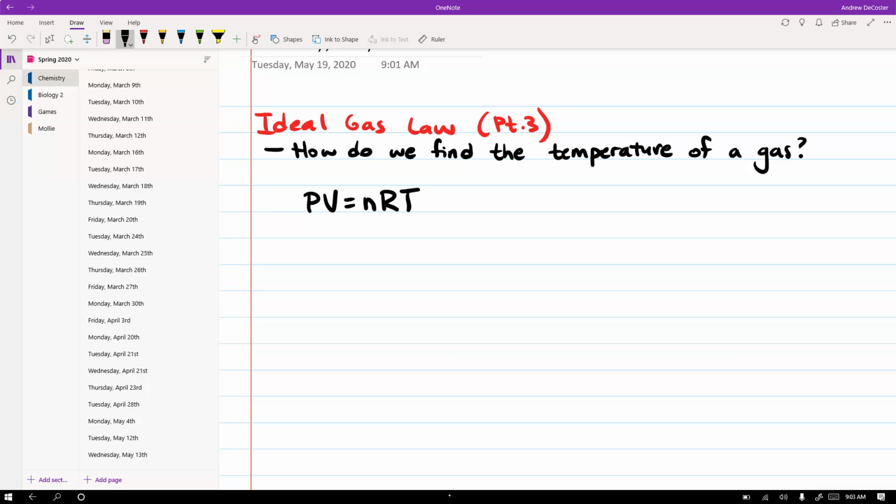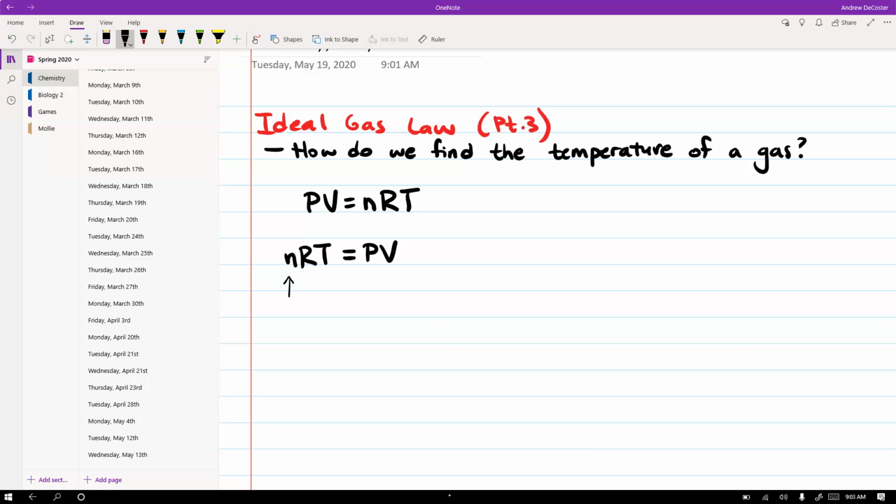So first of all, how do we get it on the left side? Because right now T is on the right side, right? But there's an equal sign here. So anytime there's an equal sign, you can take the left side and the right side and just flip them around. It means the same thing. So nRT is equal to PV. So we know that that's true as well. And then we need to get the T by itself. So to get the T by itself, we need to get rid of everything next to the T. And that means we have to get rid of the N and we have to get rid of the R.